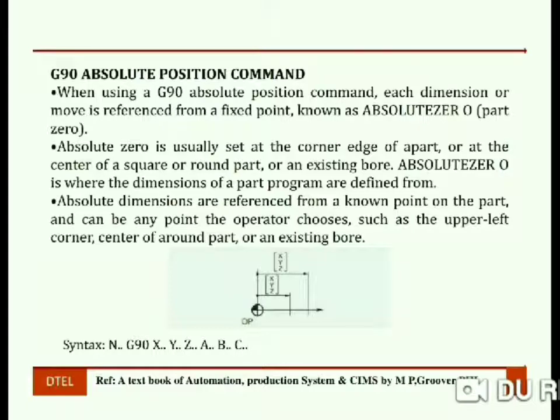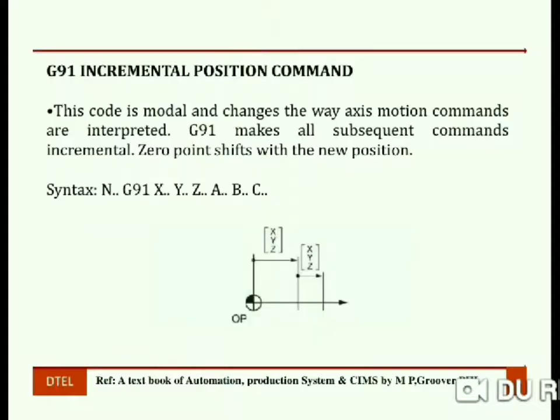Now, what is the incremental positioning command? G91. This code is modal and changes the way axis motion commands are interpreted. G91 makes all subsequent commands incremental. The zero point shifts with the new position. So graphically we can show from this diagram.